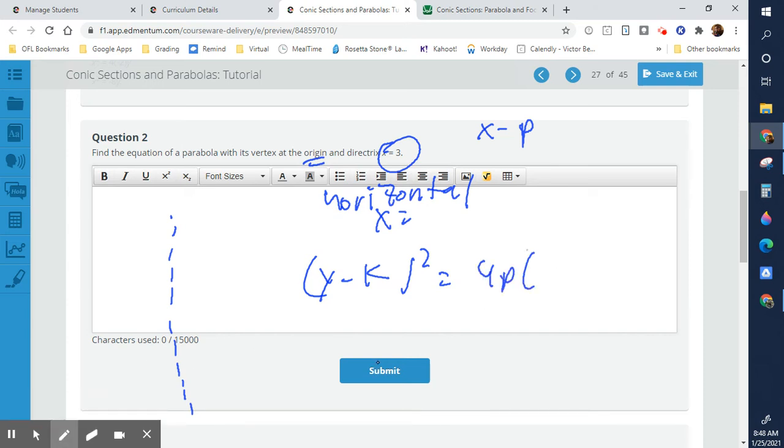4p times x minus h in parentheses. All right. So our p, give me a second here. If it's already 3, and we know that's going to be subtracted, then x minus p equals 3, and we know that our x comes from this origin.